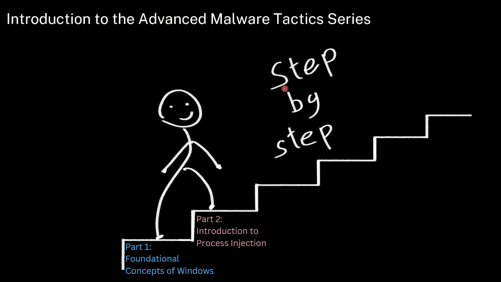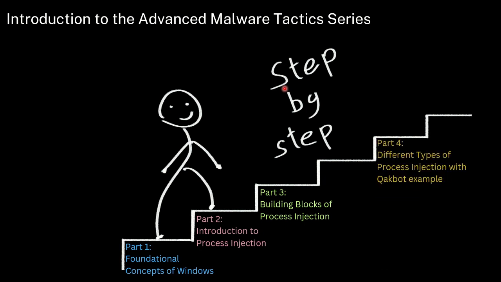Part 2 will move into introduction to process injection, where we will cover the basics of process injection. In the third part, we will discuss the building blocks of process injection. The fourth part, in that we will discuss the different types of process injection with a specific example of QuakeBot, which is a form of malware known for its process injection capabilities.